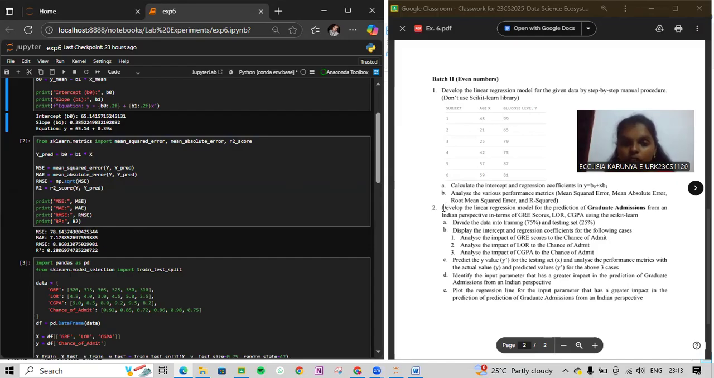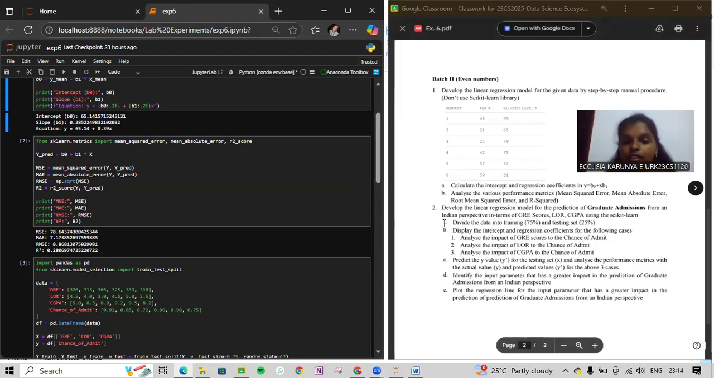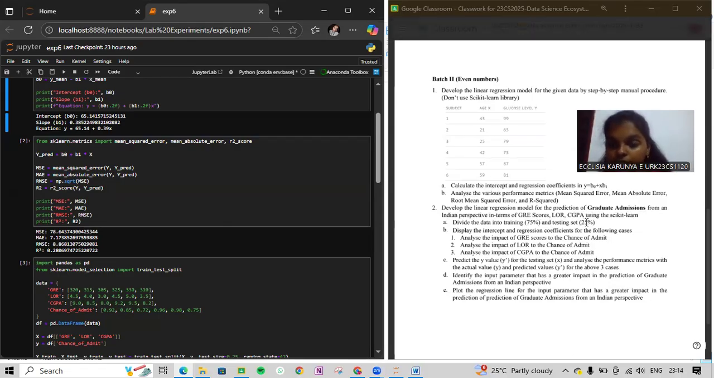Let's move on to the second question, which is to develop the linear regression model for the prediction of graduate admission from an Indian perspective in terms of GRE scores, LOR, CGPA using scikit-learn. The first question is to divide the data into training 75% and testing set 25%.